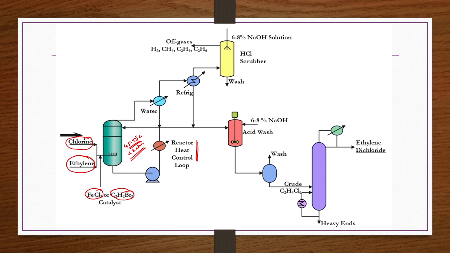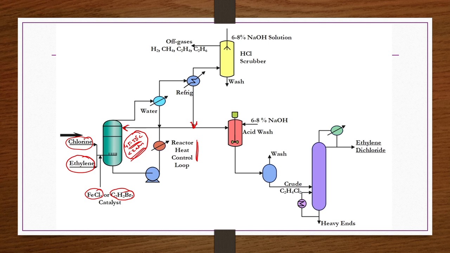So, some partial recycling is also done in order to maintain the temperature, because after the reaction, whatever products are there, they would be refrigerated, and then some of them are taken as a recycle to the reactor, so that the temperature would be under control. The reaction product mixture is refrigerated before being sent to the recycle. The only purpose is to control the temperature within the reactor.